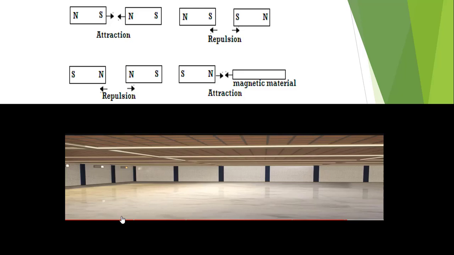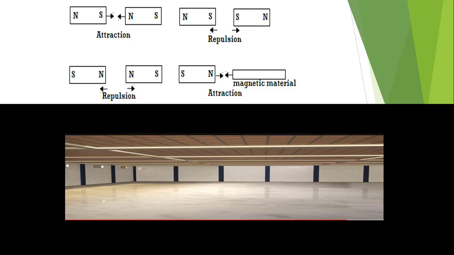They are going to experience attraction. Then the second one, we have repulsion, because those are like poles, south and south. Then the third one, we have north and north experiencing repulsion. And finally, we also said attraction can take place between a magnet and a magnetic material. So that is what is taking place there.